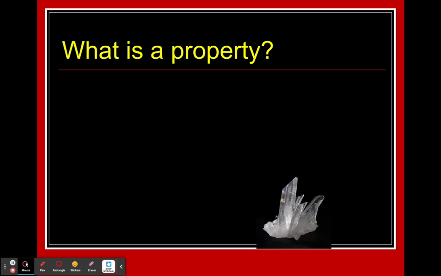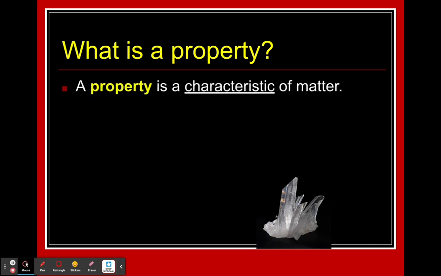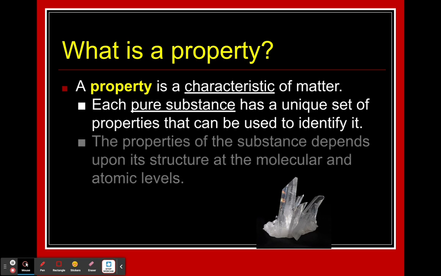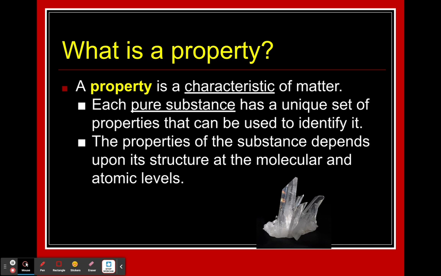All right, let's start with our first box. What is a property? A property is a characteristic of matter. Each pure substance has a unique set of properties that can be used to identify it. And that's what we're doing in our unit, is trying to identify what substances are based on their properties, their color, their density. The properties of the substances depend on its structure at the molecular and atomic levels. It's how those atoms are put together, and that determines the color, it determines the density, how close the particles are, it determines everything.